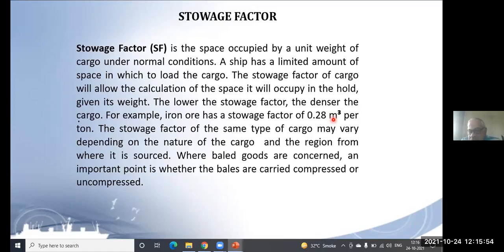So will the stowage factor of popcorn be more than 0.28 or less than 0.28? Question to you. Stowage factor of popcorn will be less than 0.28 or more than 0.28? Less than. More than. More than, I think. Okay, nobody is saying equal. Somebody is saying less than, somebody is saying more than. Now I will clarify that.